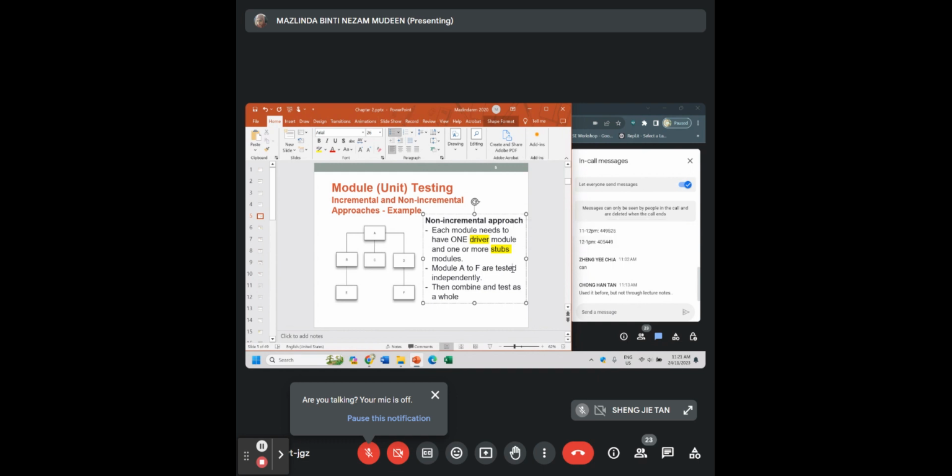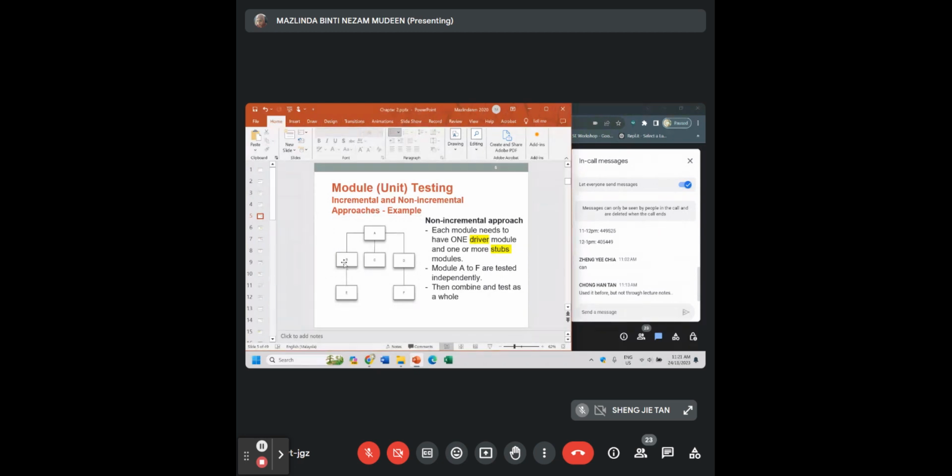Both of it will be needed. So for example, I want to test module E. Since E is the lowest one, I might need a driver to call these E functionalities for me to test. So let's assume I'm testing module B.